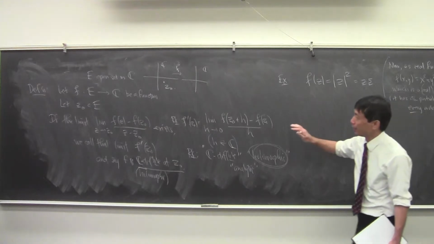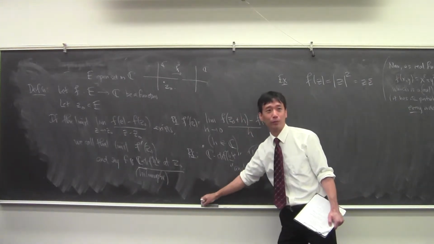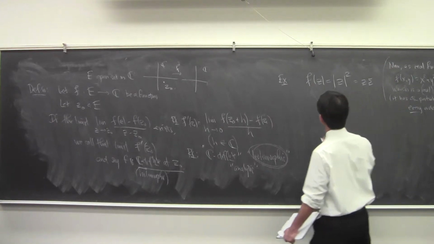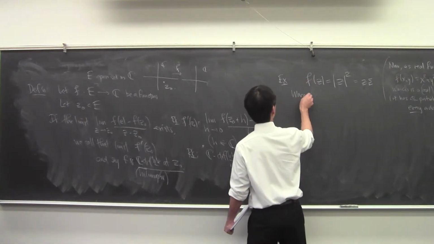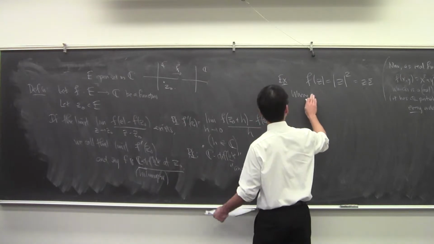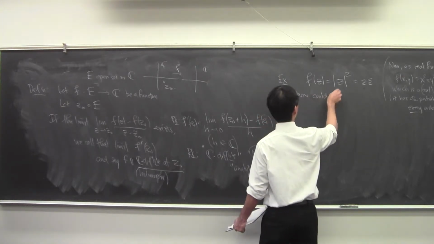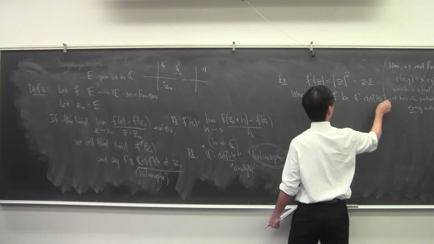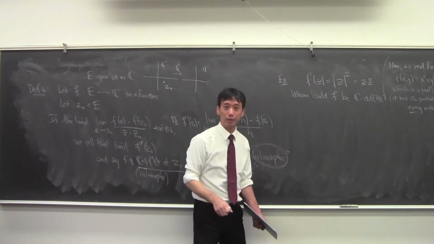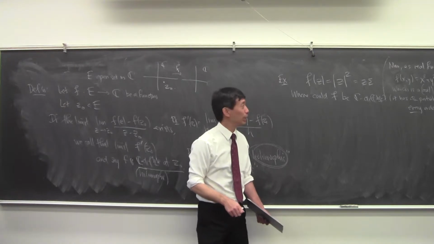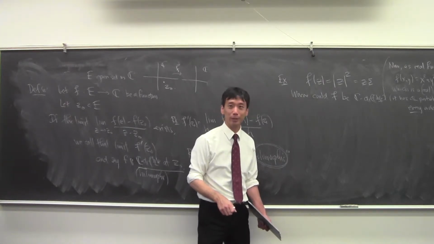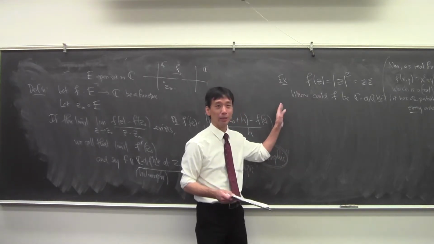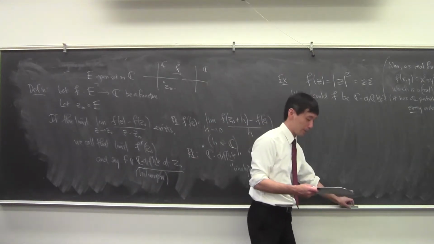Okay, but what about thinking about it as a complex differentiable function? Where could f be complex differentiable? It turns out that it cannot be differentiable anywhere except maybe at 0. It's non-differentiable in the whole plane except for at the point 0. And let me show you why that happens.